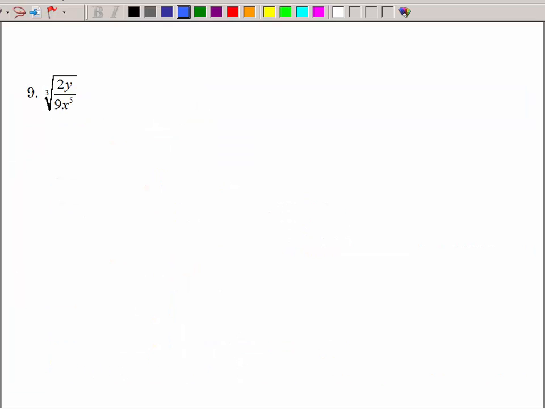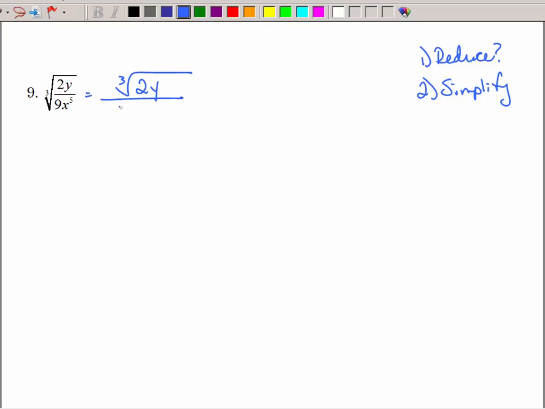Let's look at the last example. Remember, step 1, we ask ourselves, can you reduce the fraction? No. Step 2, can I simplify any radicals? Well, let's break it down and see. 2 and y, no. The 9 is 3 times 3, so I don't have 3 of a kind there, but what about x to the 5th?